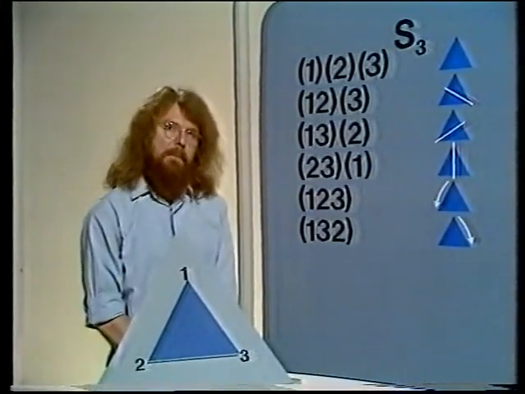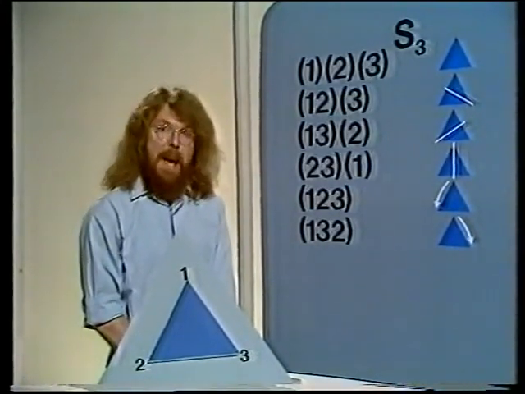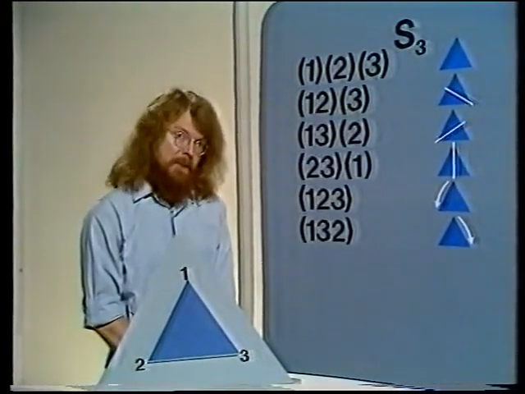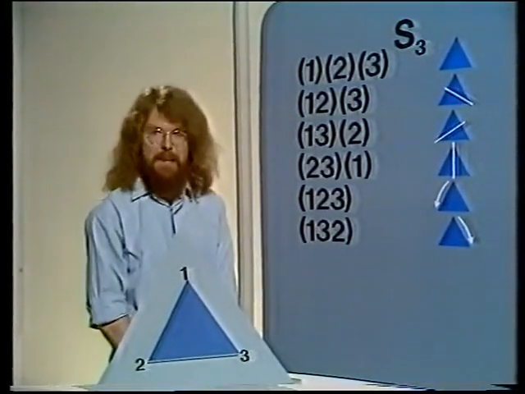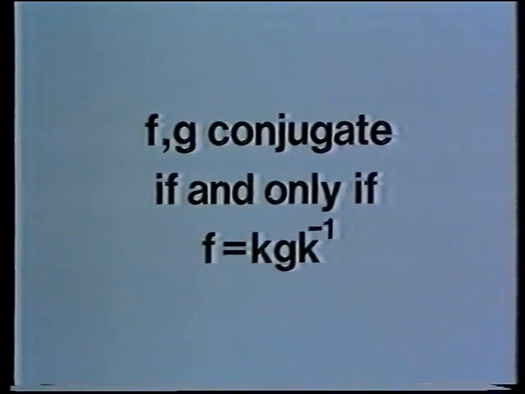For the rest of this program, we're going to look at conjugacy, and we'll see that when we're looking at permutation groups, conjugacy and cycle structure are very closely related. Alan. Well, first of all, let's recap the definition of conjugacy. Two elements F and G are conjugate in a group if and only if there's some element K in the group such that F is equal to the product K g K inverse.